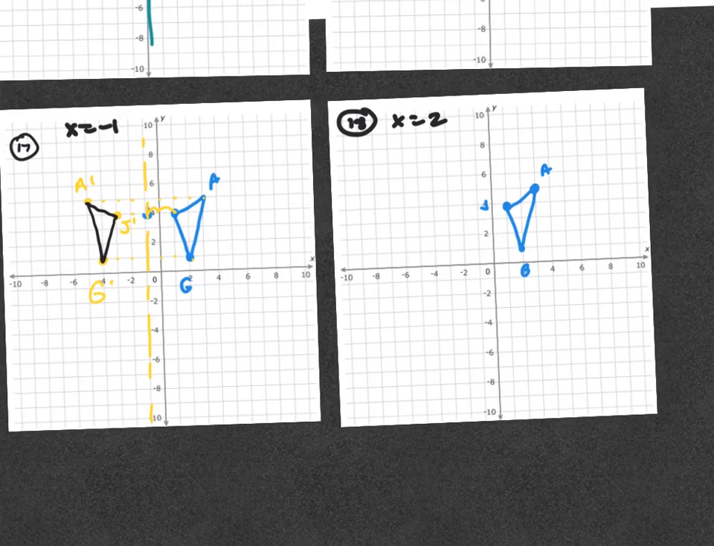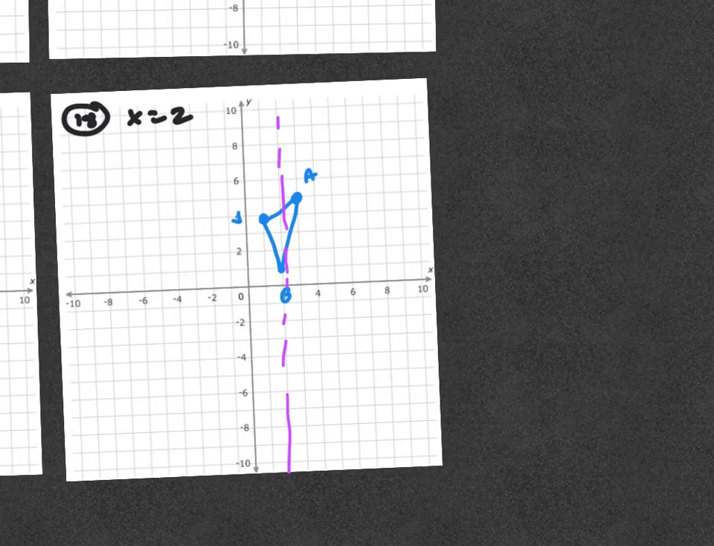Last one, x equals 2. So J is to the left 1. I'm going to go to the right 1. A is to the right 1. I'm going to go to the left 1. And G is actually on it, so it's going to stay put.